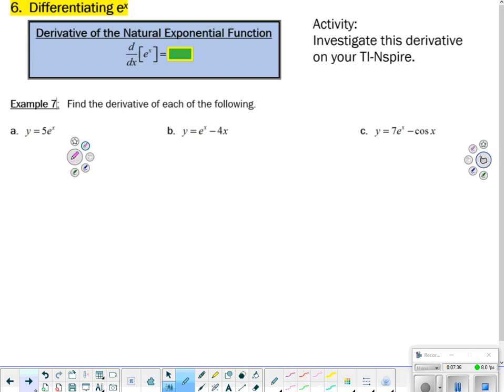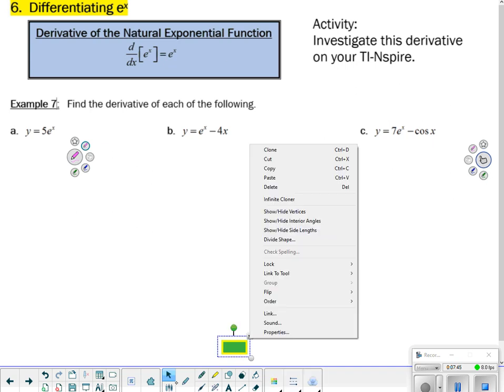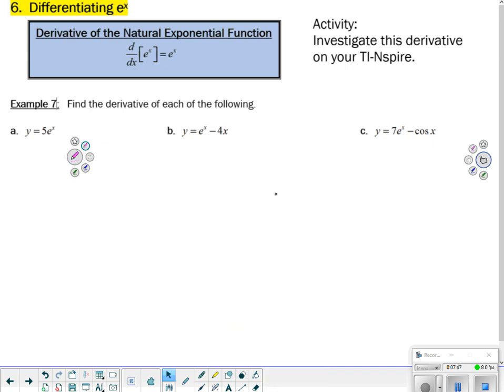Taking the derivative of the natural exponential function, e to the x, will give us e to the x. That's kind of weird, isn't it? Yeah, the derivative of e to the x is e to the x. So I get, on this one, y prime equals 5 e to the x.